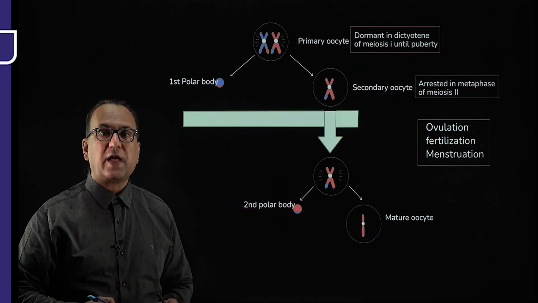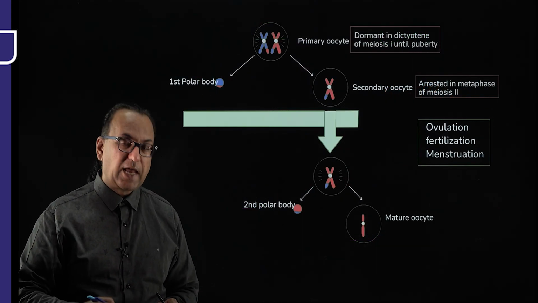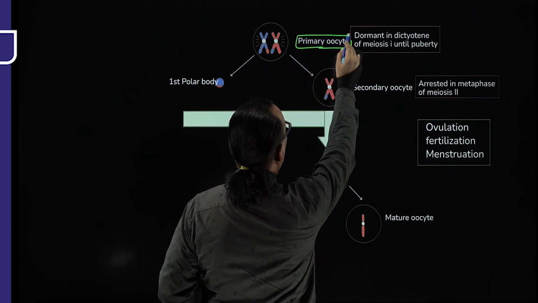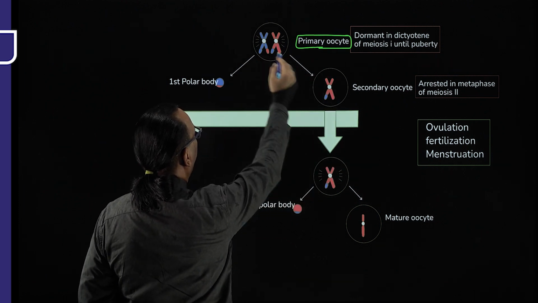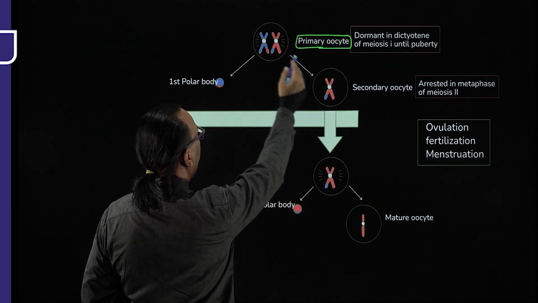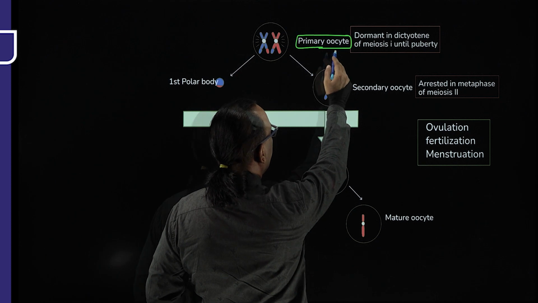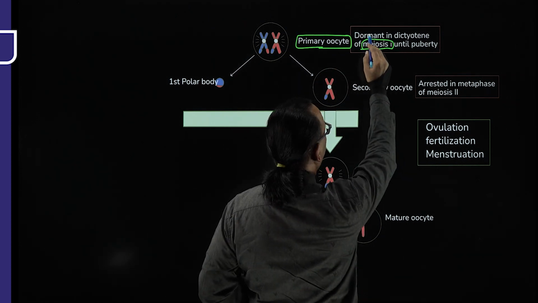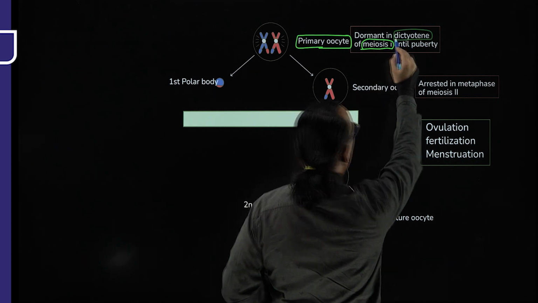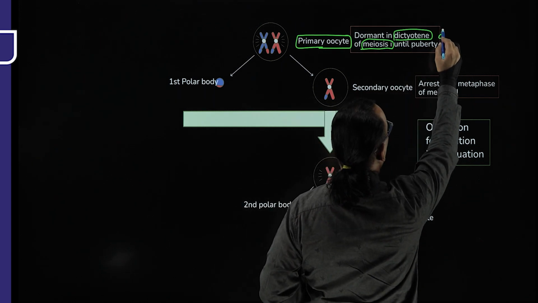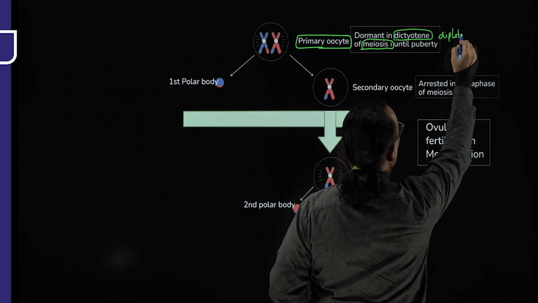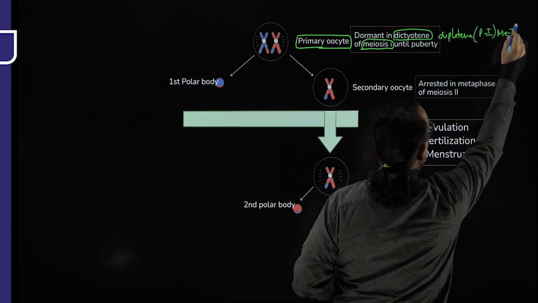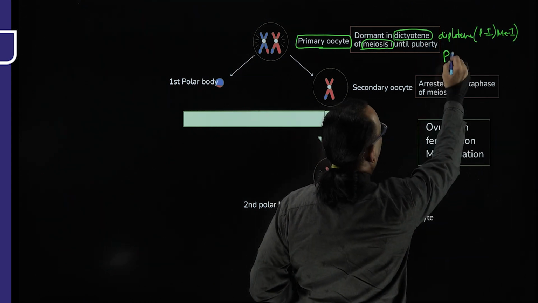So looking further in the process of oogenesis, in female, as we were talking about the primary oocyte, it would have entered meiosis 1 before birth, in the intrauterine life only. But this primary oocyte is staying dormant in the dictyotene, or what is called the diplotene stage of prophase 1 in meiosis 1. You can remember one mnemonic here, P1P.